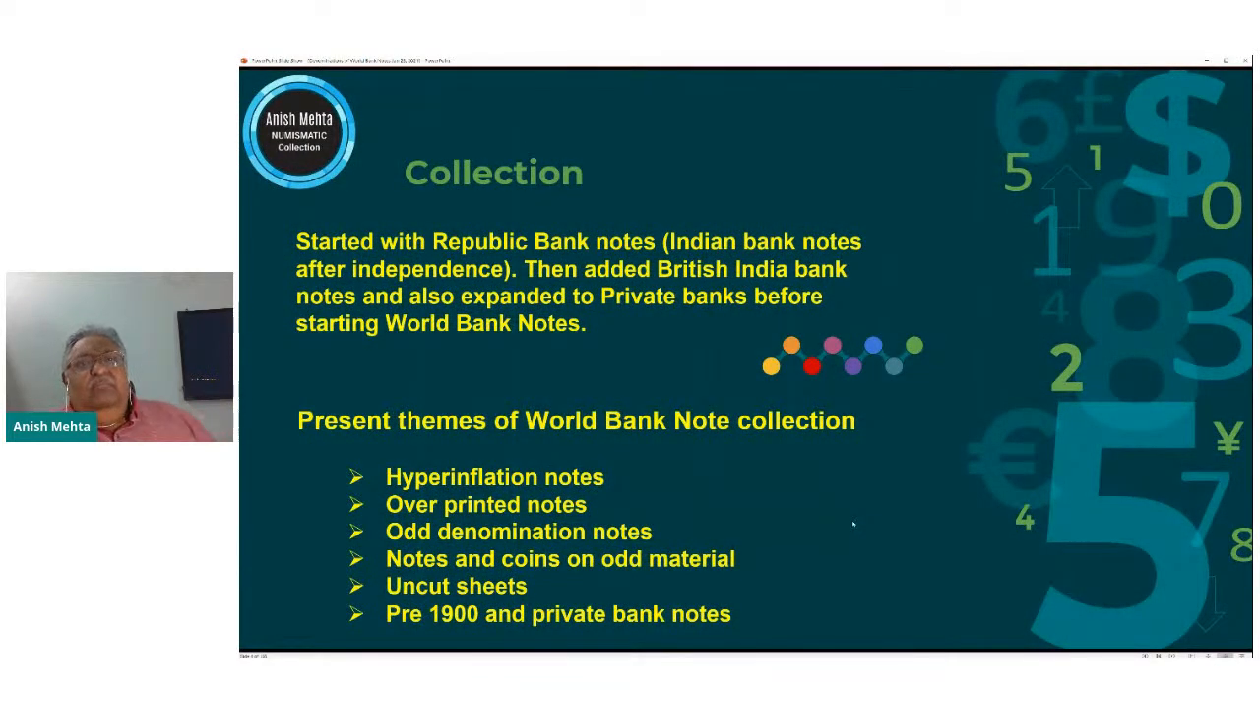In my collection, I started with Republic banknotes, which are banknotes after independence, then added British India banknotes and expanded to the private banks, which came before the British India banknotes. Subsequently I started collecting world banknotes. My present themes are hyperinflation banknotes, overprint banknotes, and denomination banknotes. I have notes and coins on various odd materials like silk, jute, etc. Then uncut sheets, pre-1900, and private banknotes.